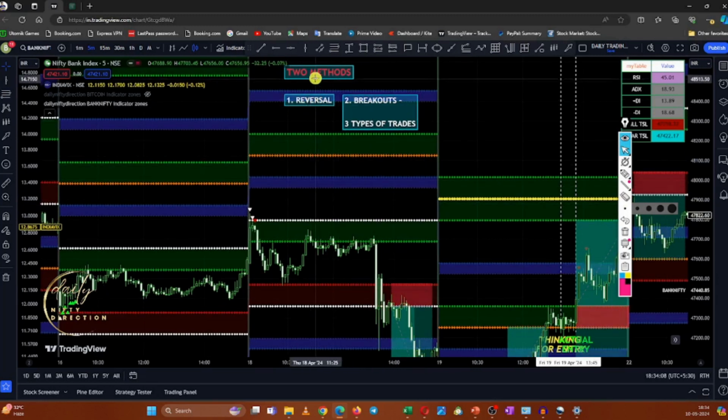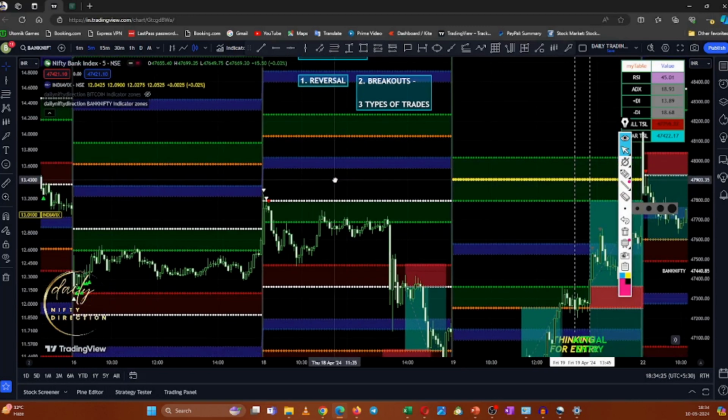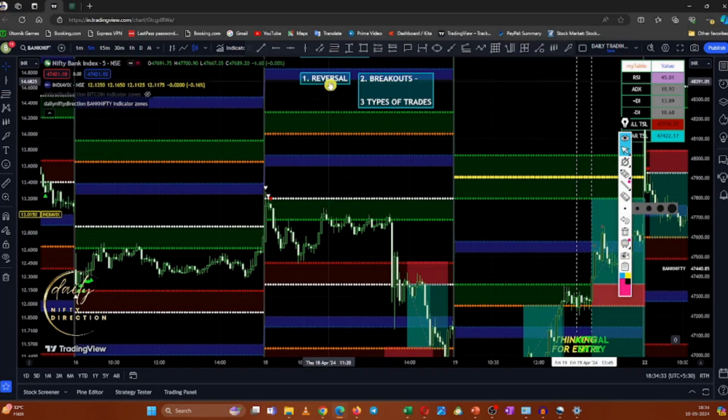You will have two methods to take the trade. First is reversal and second is breakout trades. In breakout trades you will get three types of trade. I would explain it later. Let us see first of all what are reversal trades.